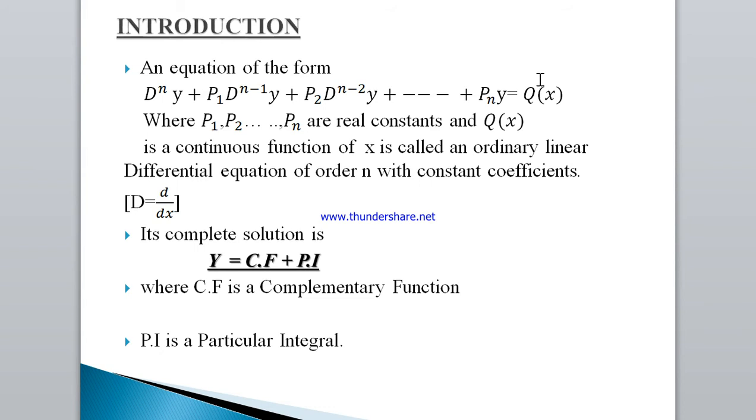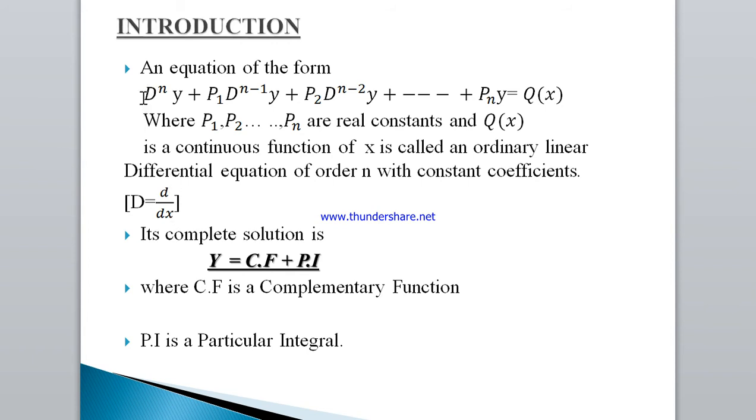Why we call it with constant coefficients: here p1, p2, and so on up to pn are constants, and q of x is a continuous function of x. That's why this type of equation is called an ordinary linear differential equation of order n with constant coefficients. Here D is equal to d by dx. This is the operator for the derivative d by dx.